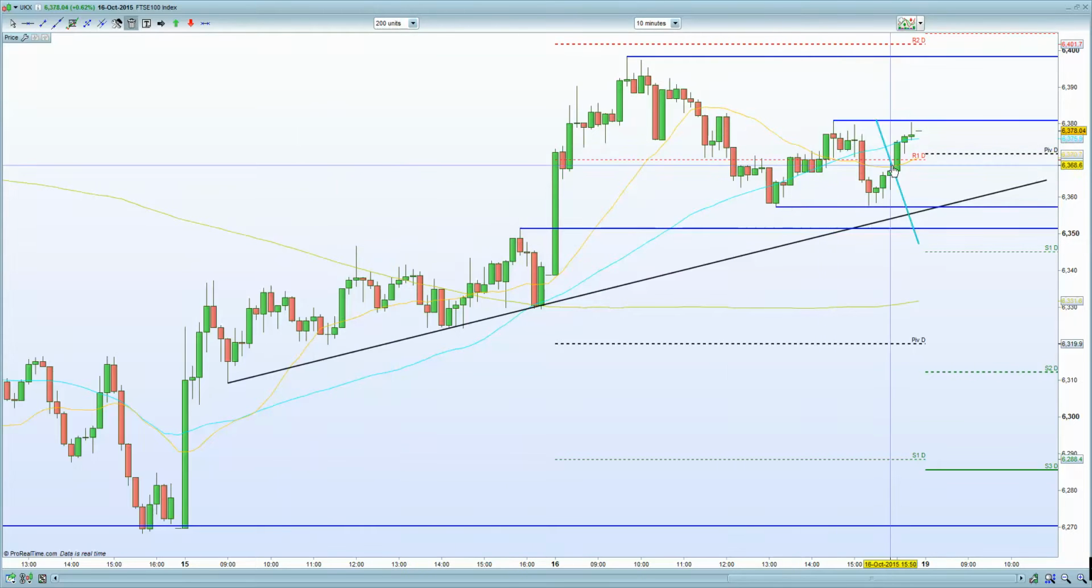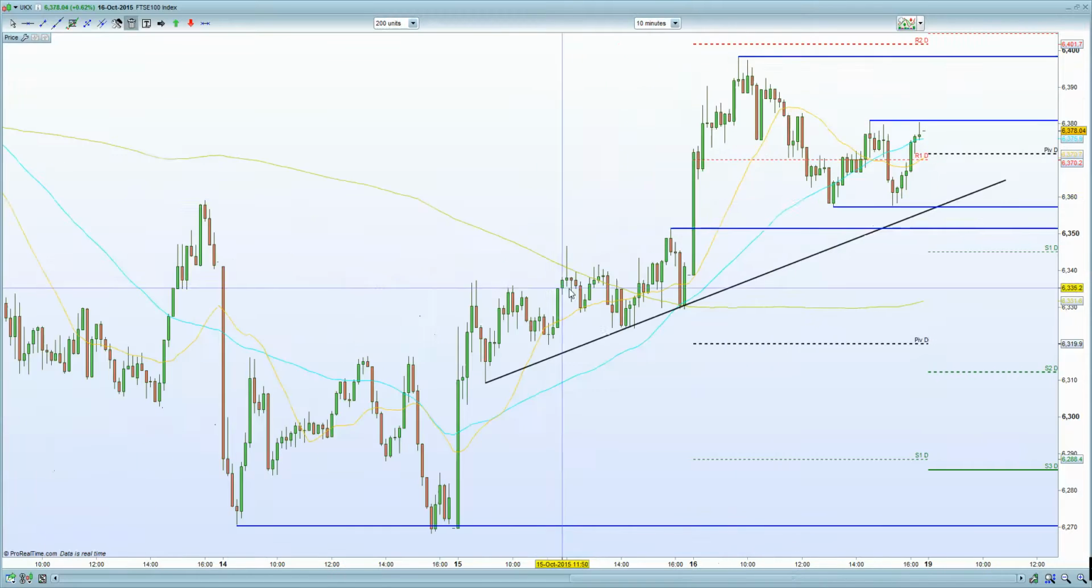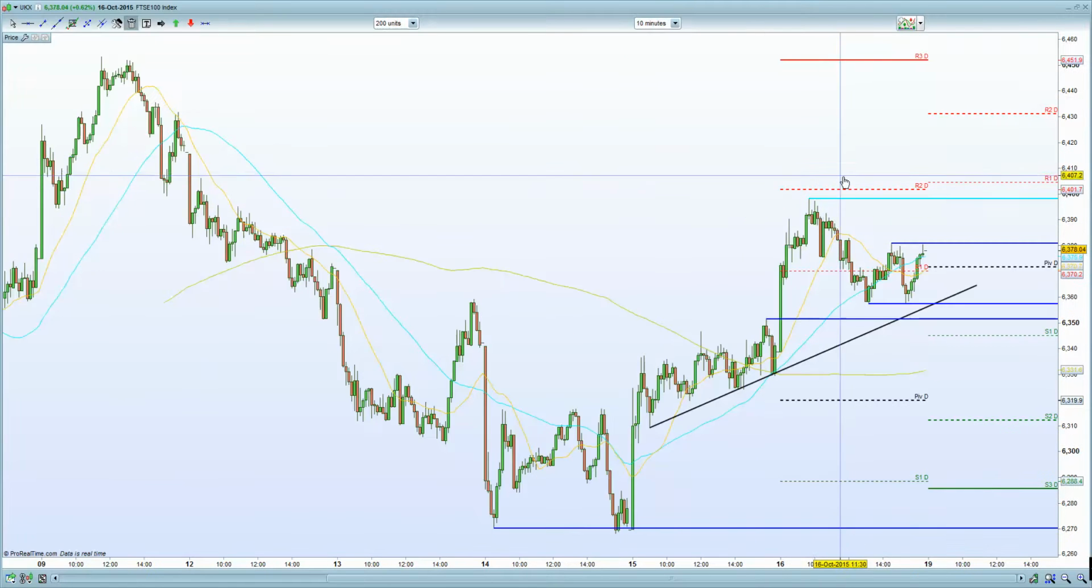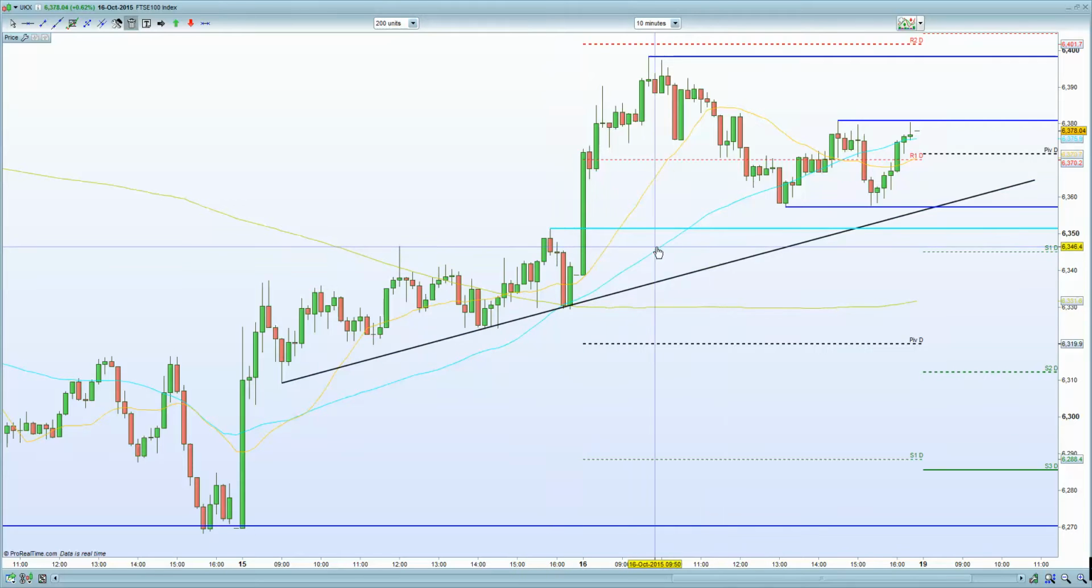Okay. Given the fact that we've held that 6,380 resistance, and that's going to be key. Obviously, if we break above there, 6,400. Hence the reason why my stop loss is at 6,407, because once we break above there, then obviously 6,450 is back on the cards. It should be interesting how the markets trade now.